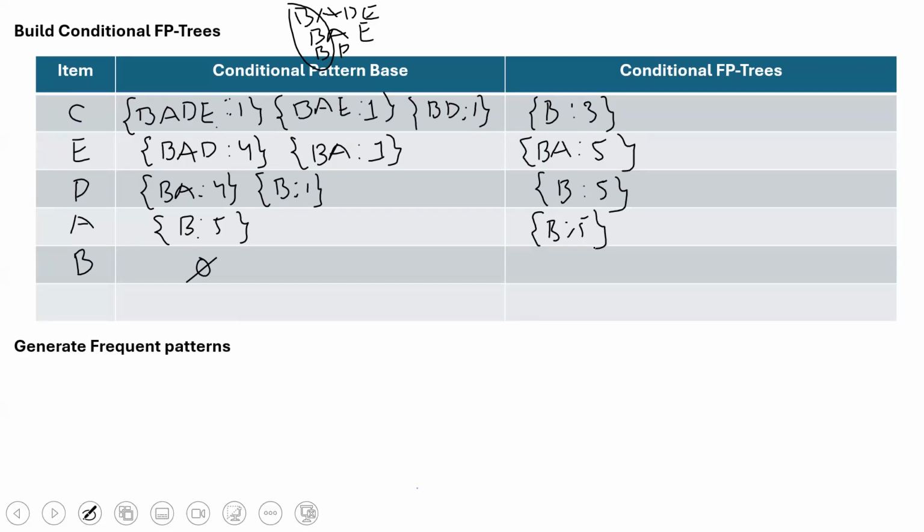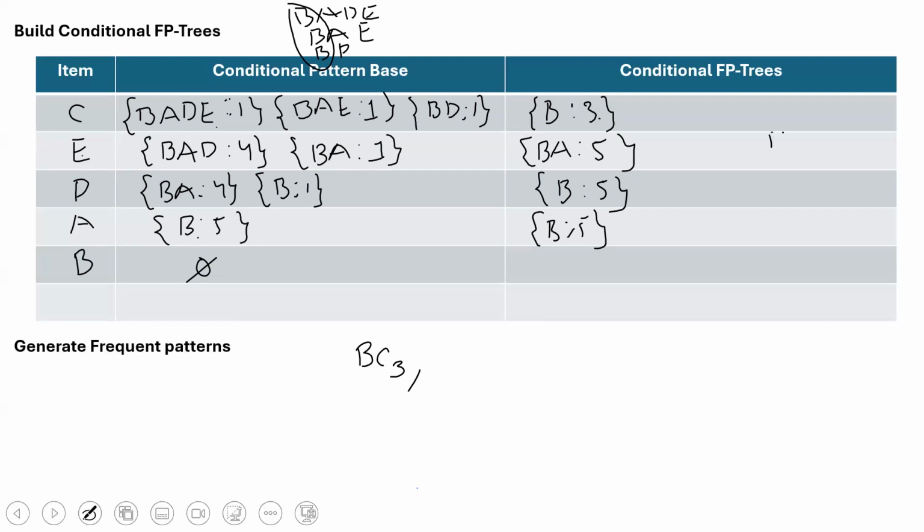Now we got these items, right? Now to generate the frequent patterns, this is how you do it. You just have to append C to this. So BC is one thing that you have to append. The support for this becomes 3, the same support. E has to be appended to BA.